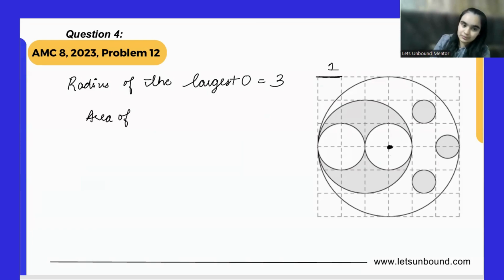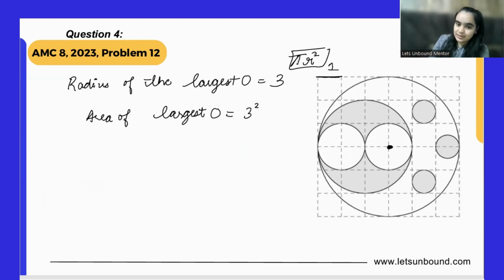Okay. So from here, what we can see is the area of the largest circle. To find the area of circles, the formula is pi r square, right? And we have r as 3. So pi times 3 square, and 3 square is 9. 3 times 3 is 9. So 9 pi is going to be the area of the largest circle. Correct.